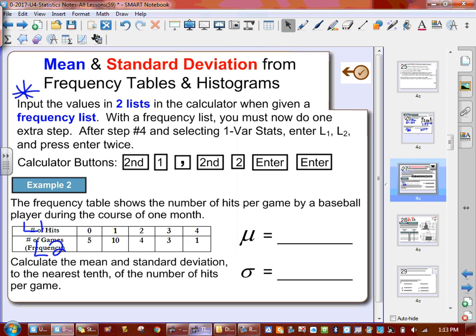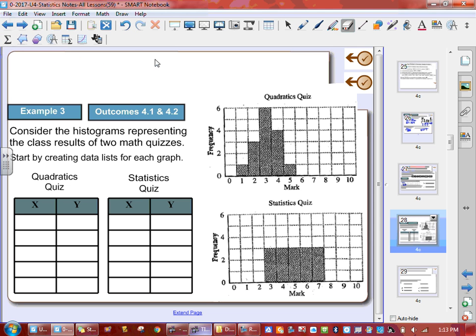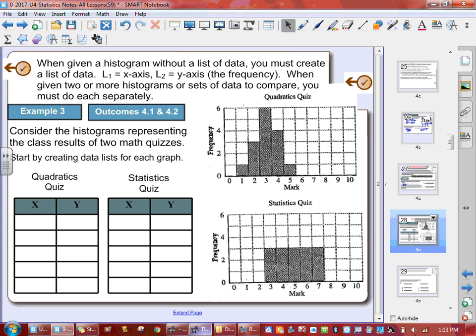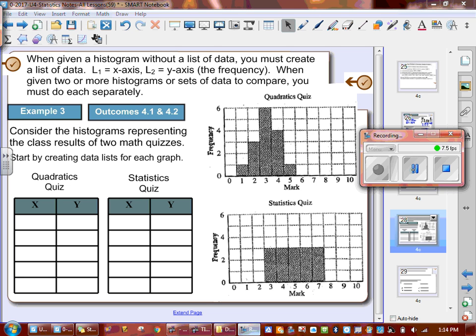Now we're going to take a look at another example. This example now, this is where you're going to write a little definition. What happens right here when given a histogram? Well, how do we create our lists? This is how we have to create our lists with a histogram. So I'll get you to write that down, please. Push pause now and play when you're ready.